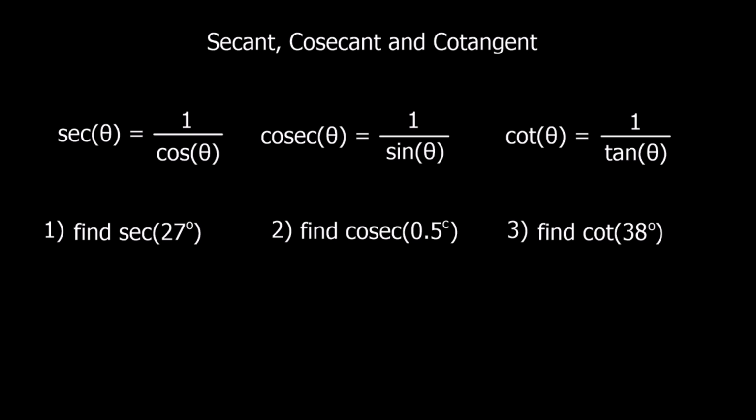Okay, so here's 3 more of those. Pause the video, give them a go, and then press play to go through the answers. Okay, so if you want to find sec 27, sec 27 is equal to 1 over cos 27. So the calculator's in degrees, 1 over cos 27, that's 1.12.